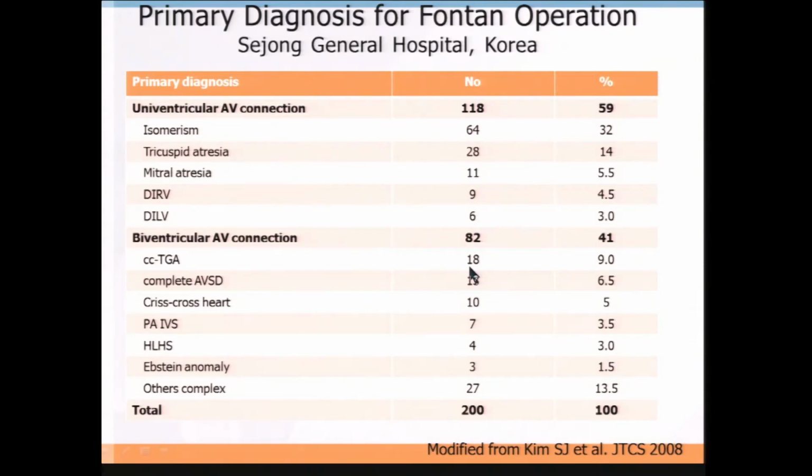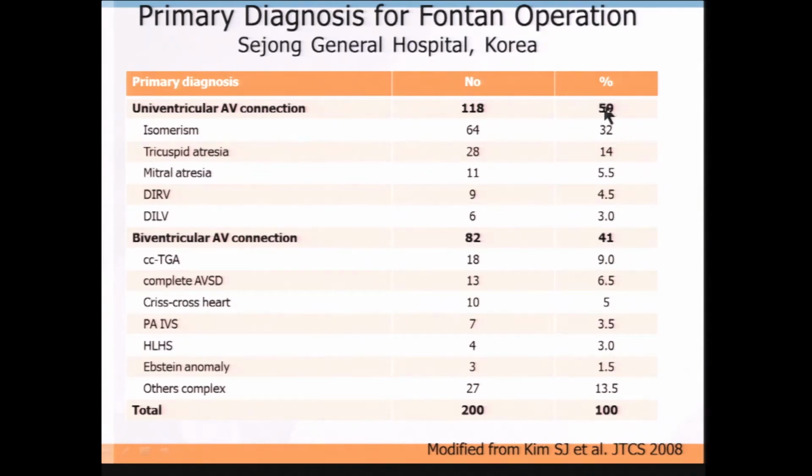Given that the functional single ventricle needs Fontan circulation, this table shows the spectrum of functional single ventricle managed by Fontan operation in a heart center in Korea, Sejong General Hospital. Among 200 patients who had Fontan operation, about 60% had univentricular AV connection and 40% biventricular AV connection.